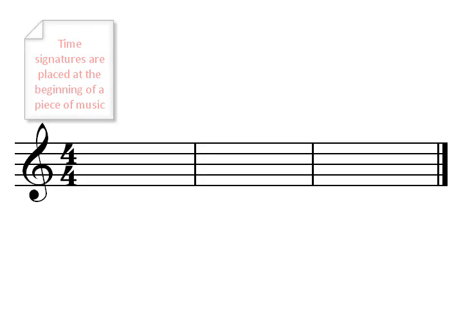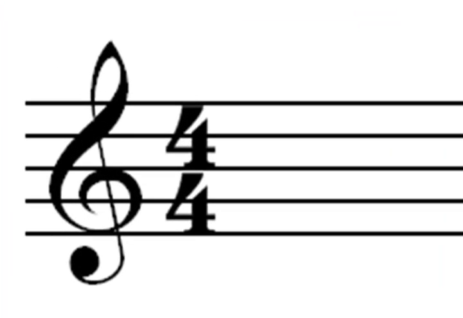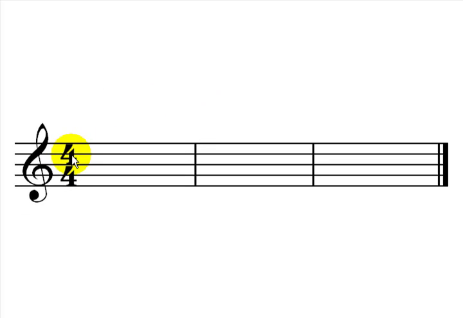Time signatures are placed at the beginning of a piece of music. They contain two numbers, and we see them here. The numbers show the number of beats or counts in each measure, which is this number here above, and the kind of note that receives one beat, and that's the bottom note.